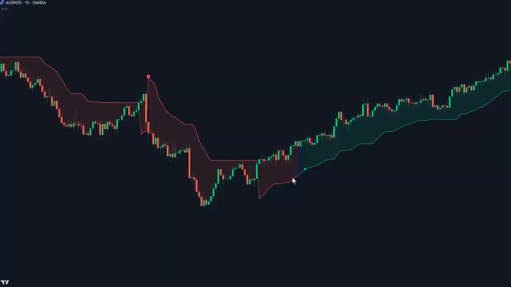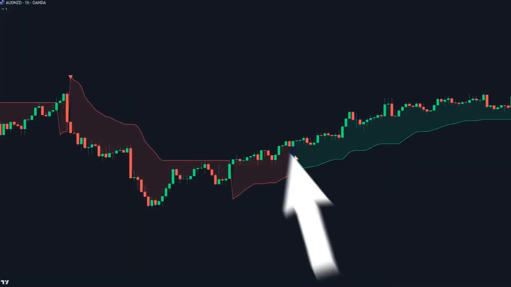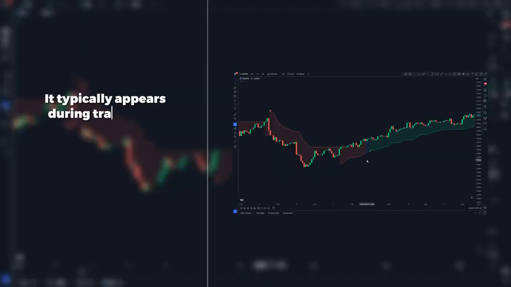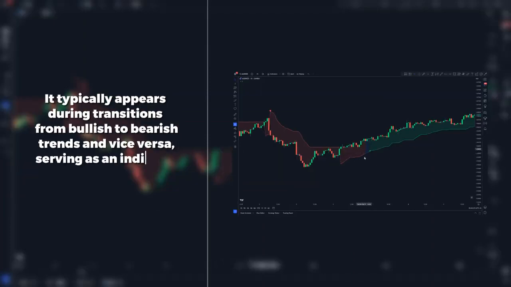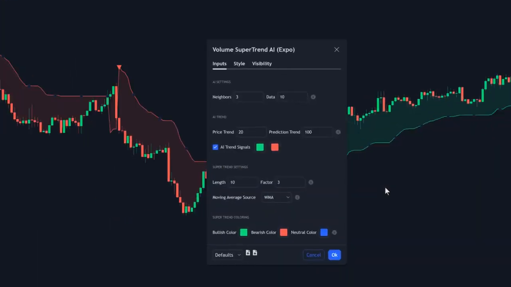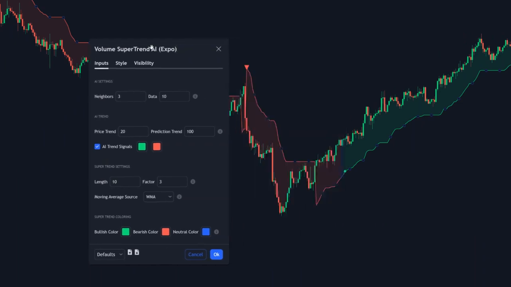In addition to these red and green areas, you'll notice a blue ribbon nested in between them. This is called the neutral zone. It typically appears during transitions from bullish to bearish trends and vice versa, serving as an indicator of potential market changes. Looking at the settings of this indicator, we can see several customizable options.